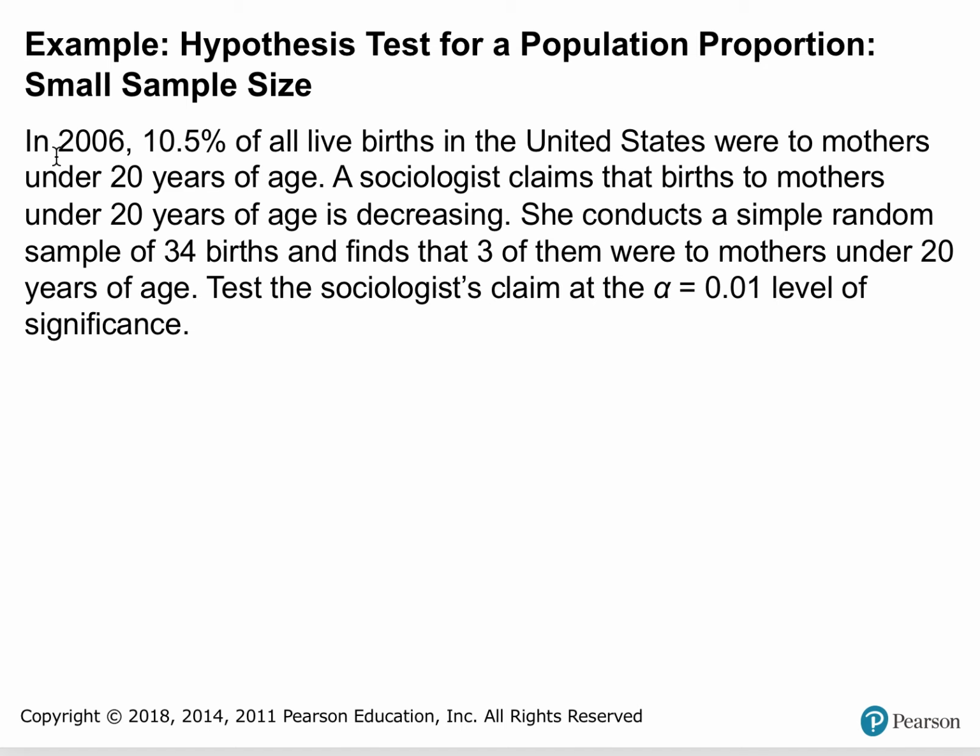All right, so let's look at one. In 2006, 10.5% of all live births in the United States were to mothers under 20 years of age. A sociologist claims that births to mothers under 20 years of age is decreasing. She conducts a simple random sample of 34 births and finds that 3 of them were to mothers under 20 years of age. Test the sociologist's claim at the alpha equals 0.01 level of significance, 1% level of significance.